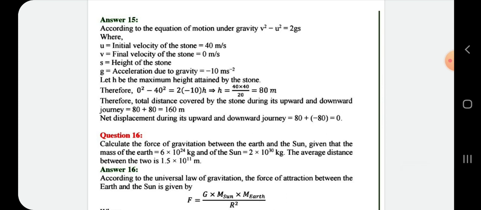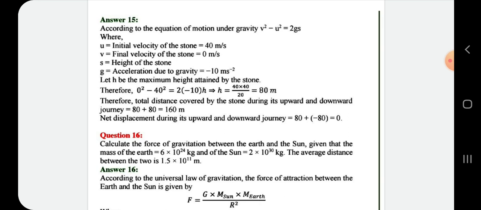According to the equation of motion under gravity, v square minus u square is equal to 2gs. U is initial velocity of the stone which is 40 meter per second. V is final velocity of the stone, which is 0 meter per second. S is the height of the stone. G, I'll take gravity, which is minus 10 meter per second square. Let's substitute all the values in the given formula. I'll make h the subject. I'll receive 80 meter height.